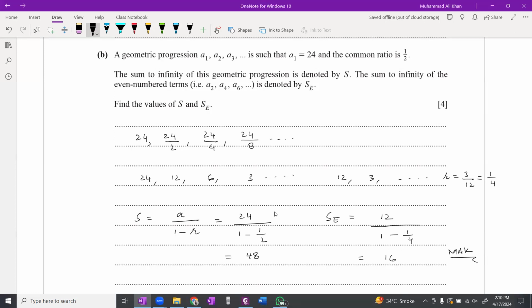The second, to calculate the sum of even numbers, even terms, we have to take A2, A4, A6, and so on, right?